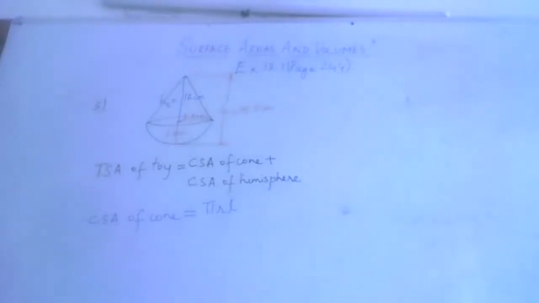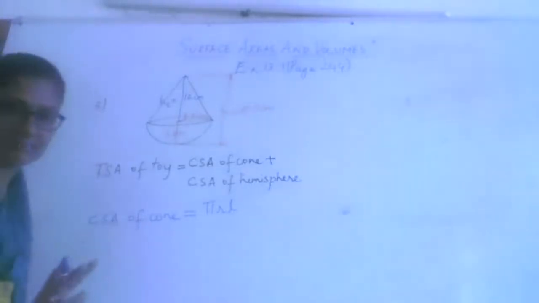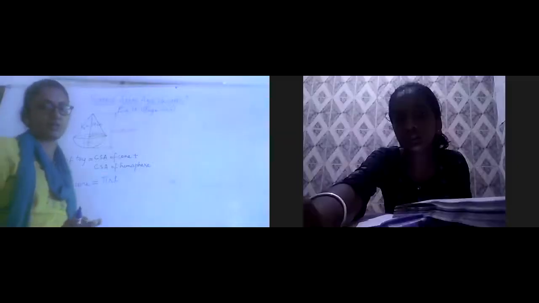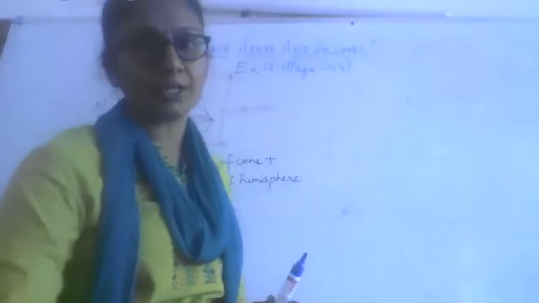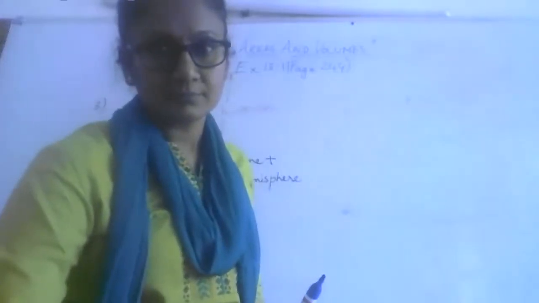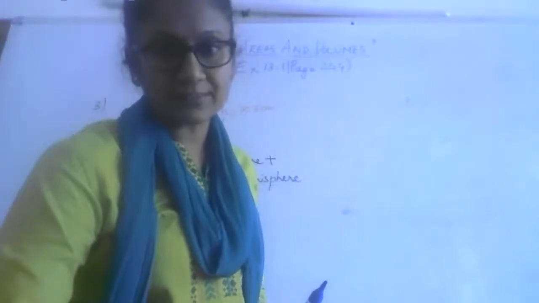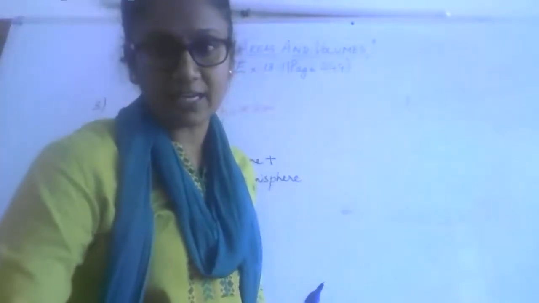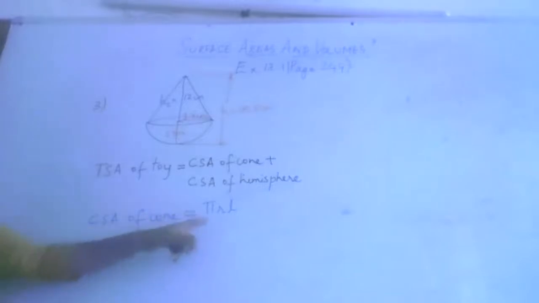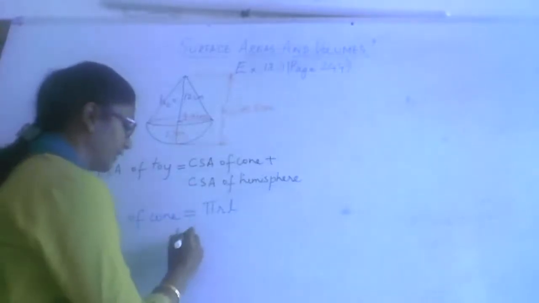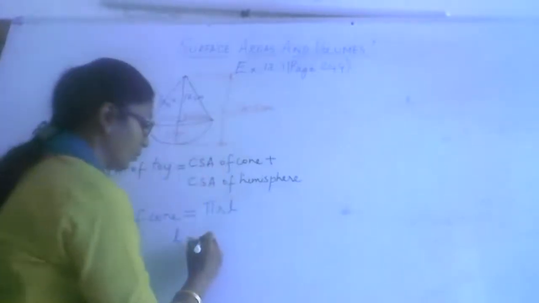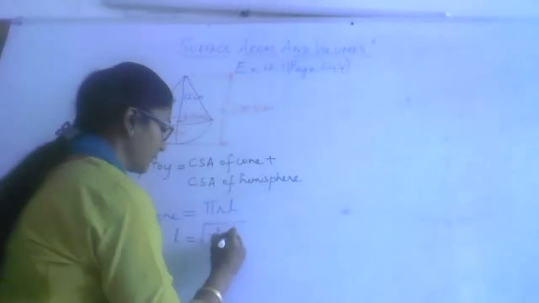Ma'am, lateral surface area. Height is not given. When the solid is a cylinder, cone, or a solid having curved surfaces, they will not have lateral surface. They will have only CSA. Okay. So when I'm talking about CSA of the cone, I know it is pi R L, but L is not there. I have not calculated the L. What is L? L is equal to the square root of R square plus H square.